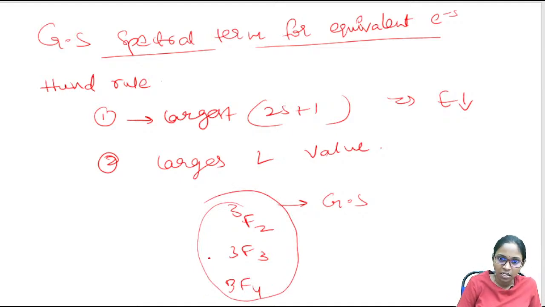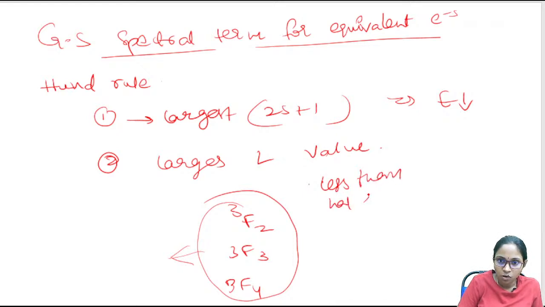Then what will be the ground state spectral term? For these values, let's find out. If this F subshell is less than half filled, then you have to go for the lower J value. Or else if it is greater than half filled.